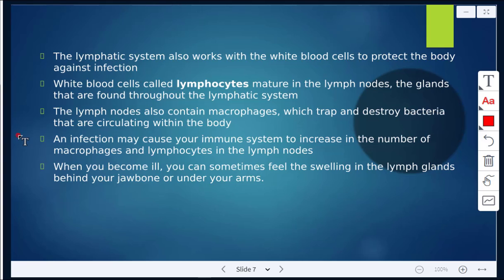If there's an infection, it may cause your immune system to increase the number of macrophages and lymphocytes in the lymph nodes. And when you become ill, sometimes you can feel the swelling in the lymph glands in certain areas like the jawbone or under your arms.